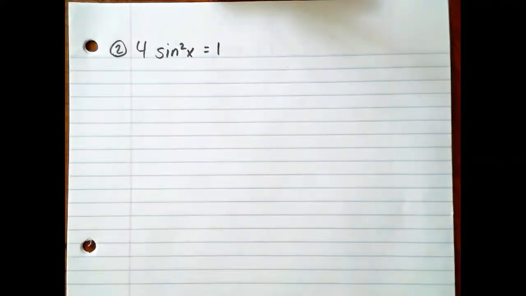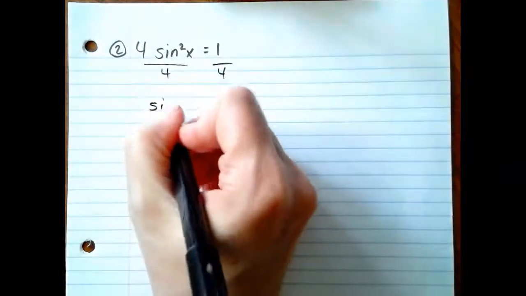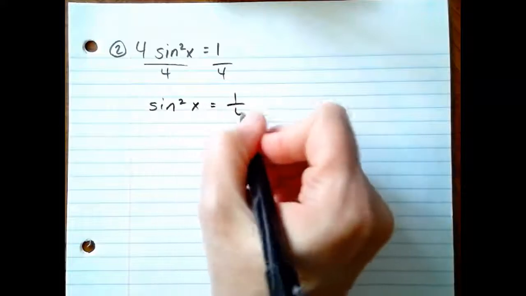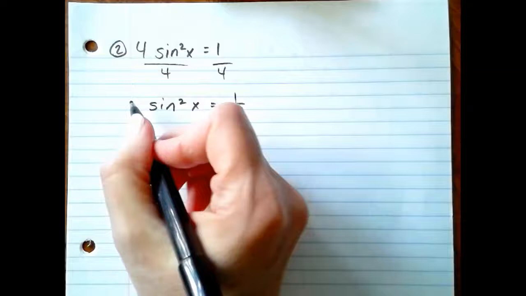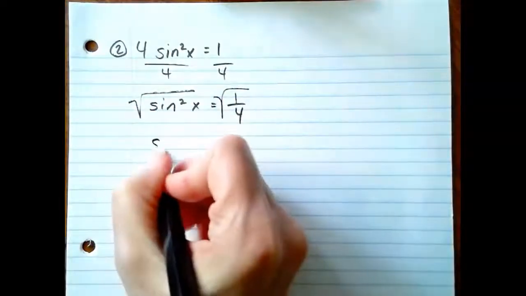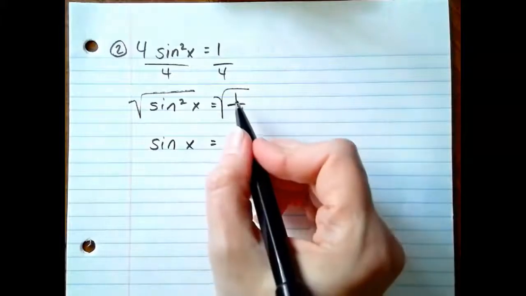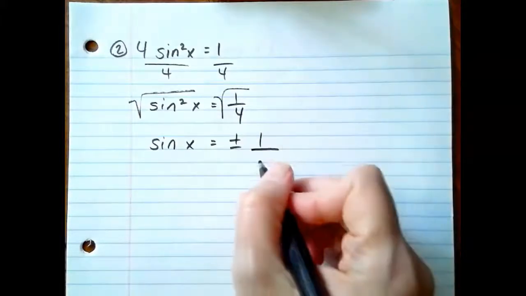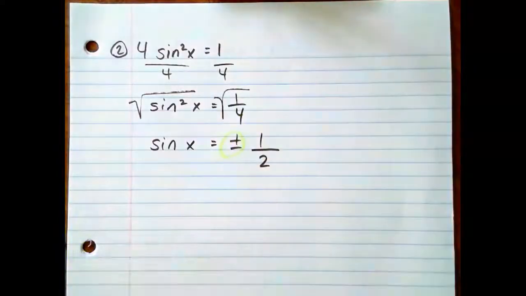Number two, a little bit more straightforward. We can easily isolate the trigonometric expression by dividing both sides by 4, which gives us sine squared x equals 1/4. We want to undo the square with an inverse operation, which of course is to take the square root. So we end up with sine x equals plus or minus the square root of 1, which is 1, over the square root of 4, which is 2. Remember, once again, this is quadratic, therefore we do want to consider the positive and the negative.